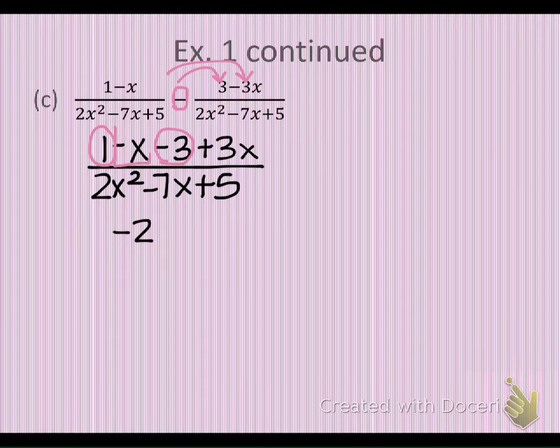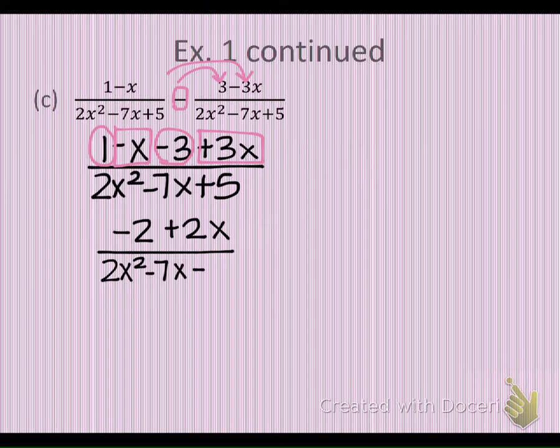Any others? 3x and negative x. We got a negative x and a positive 3x. So we combine those and get what? Negative 2x. Is it negative? Oh, positive. Positive 2x. Good. Over, of course, we're bringing down that common denominator, 2x squared minus 7x plus 5.